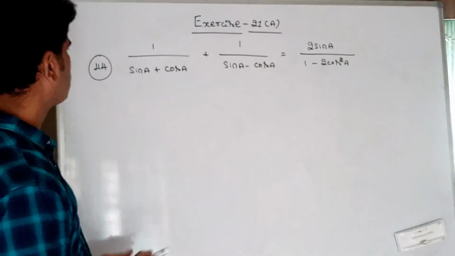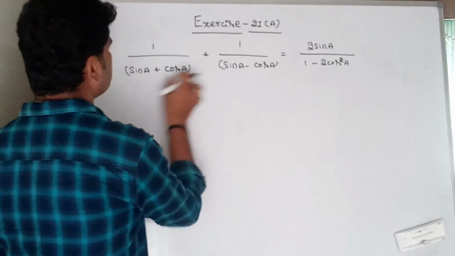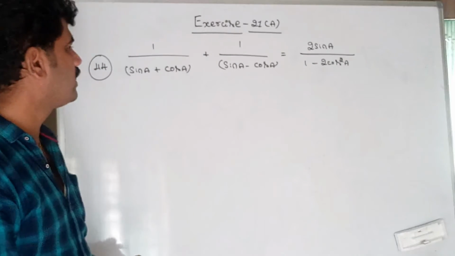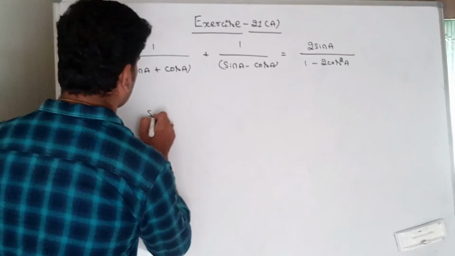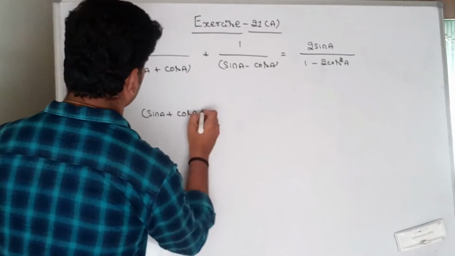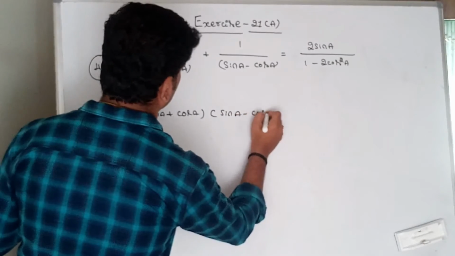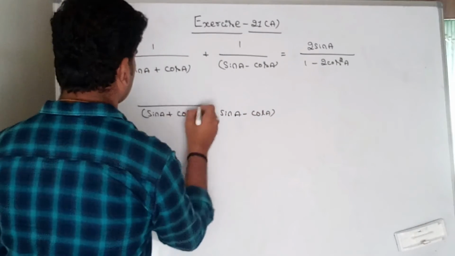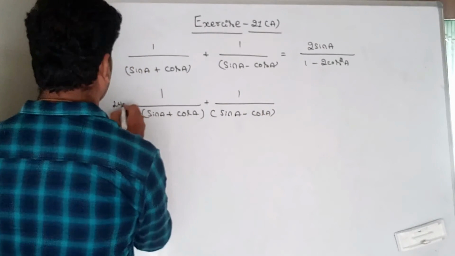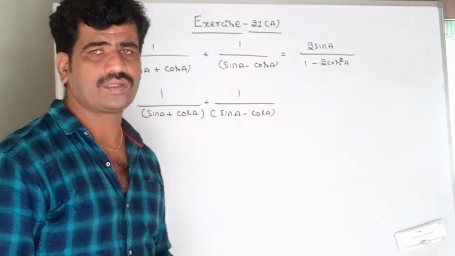Okay, this is also very simple. See here, observe carefully. What is there here? The form (A plus B) into (A minus B) is there. So therefore what to do? Just directly take (sin A plus cos A) into (sin A minus cos A). First, take this as our LHS. Then take (sin A plus cos A) into (sin A minus cos A) as the LCM.